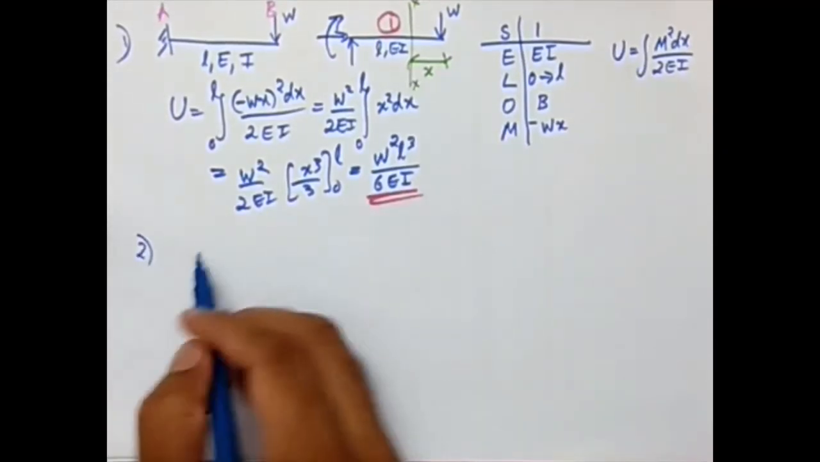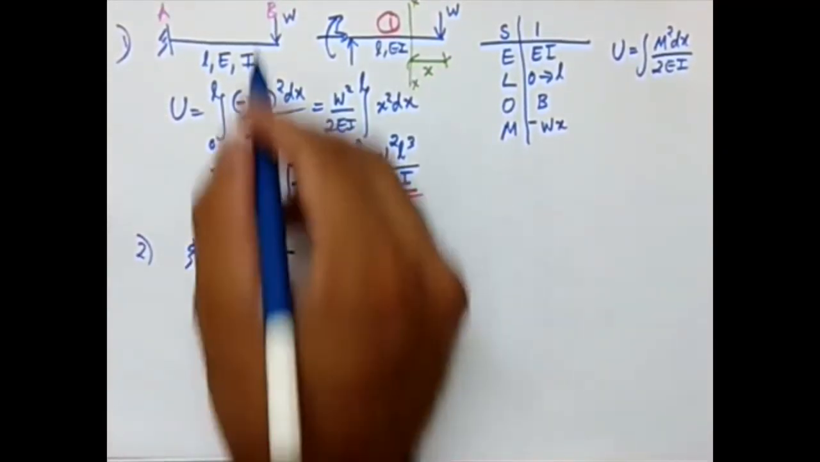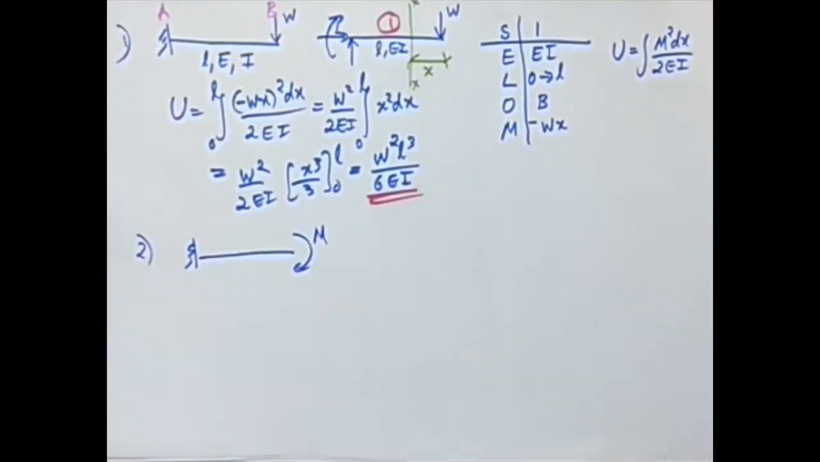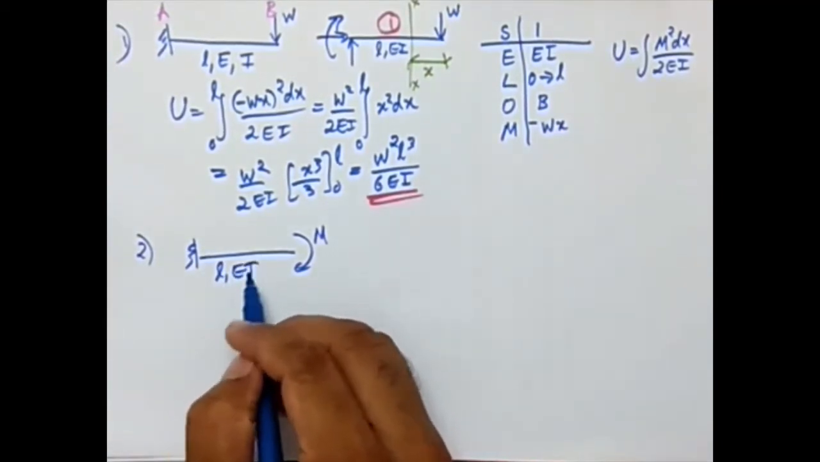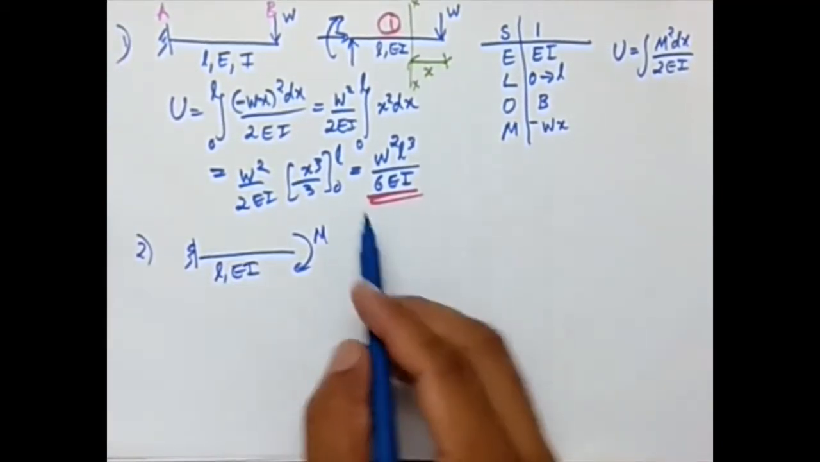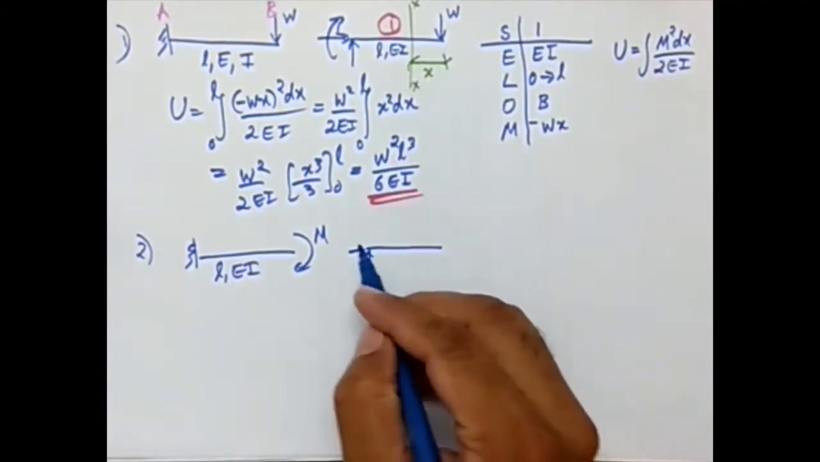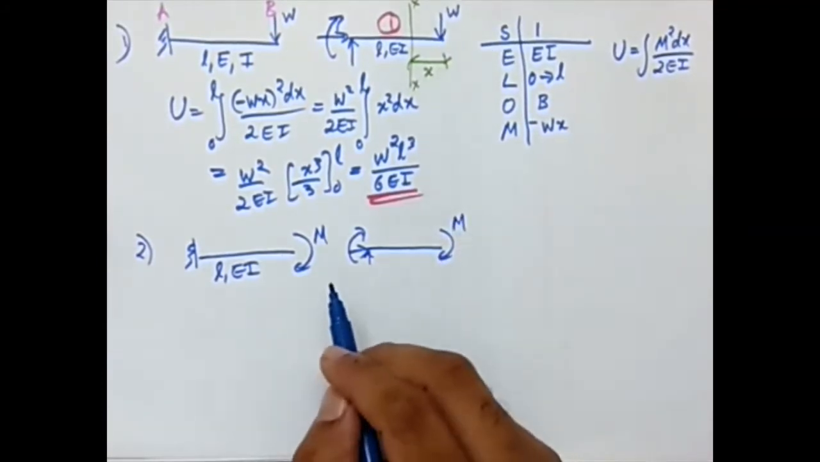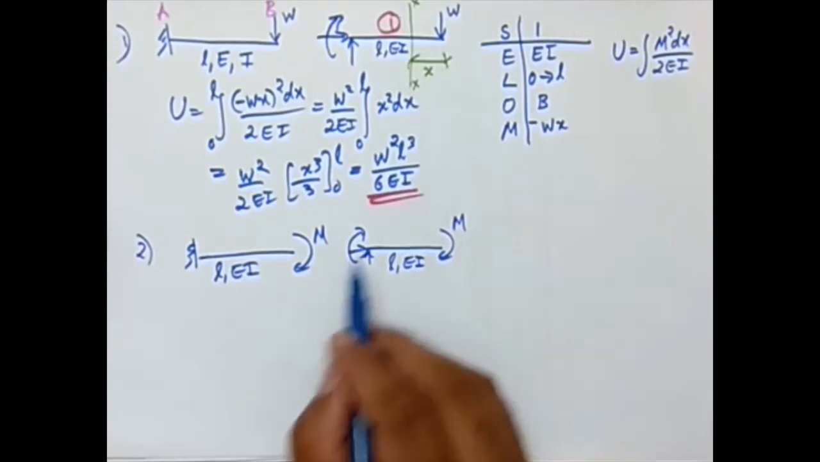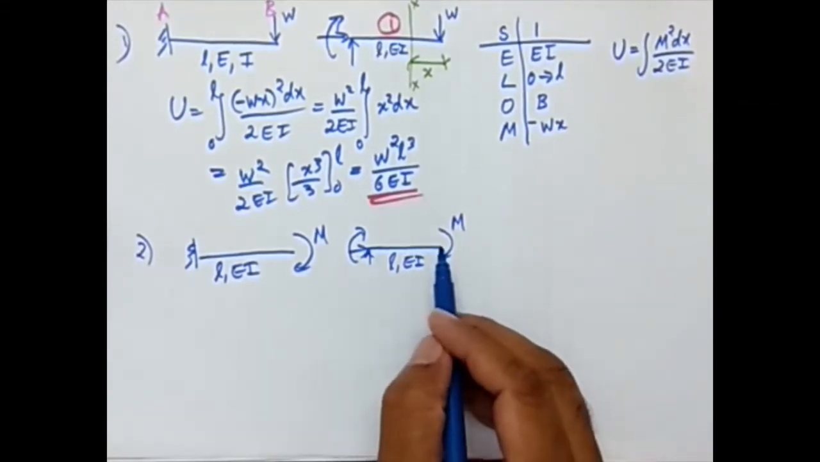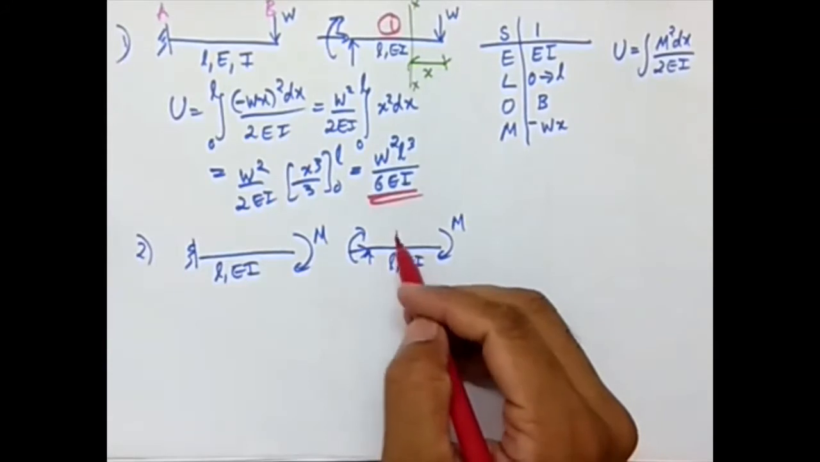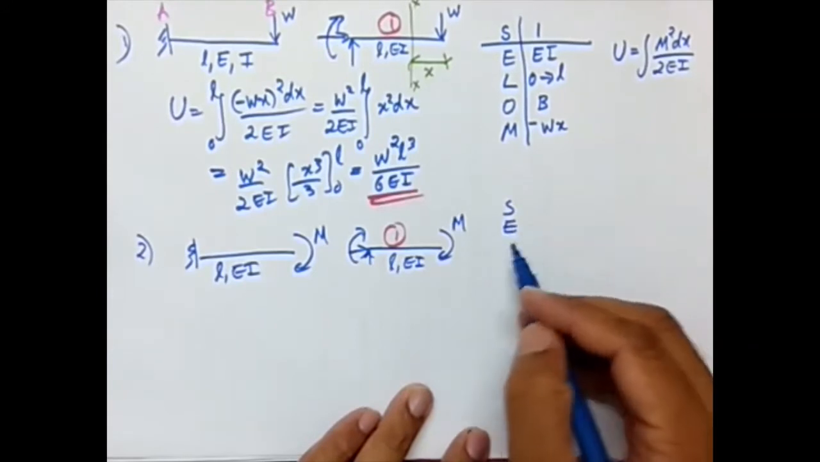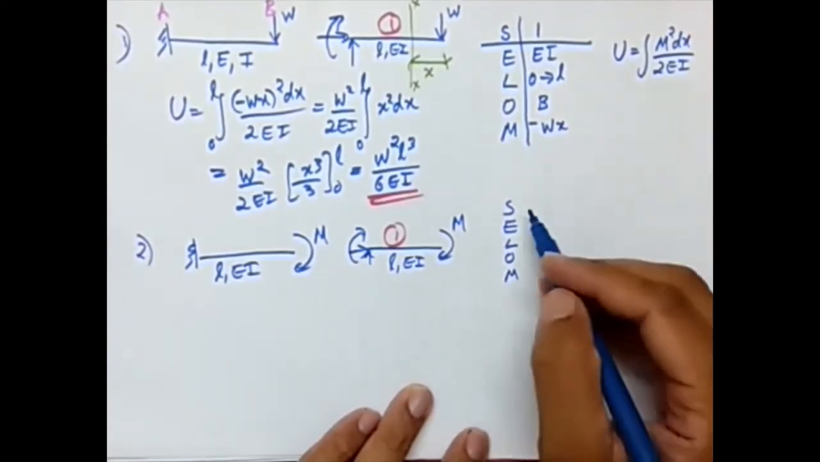Now we are dealing with the second case. In the second case, instead of a point load, I'm applying a moment at the free end. Again, I'm keeping the parameters as L, E and I. If I convert the beam, I'm going to have reactions here, and I'm having moment M here. One point load location, second point load location, so I'll get a single segment 1. Again, I'm going with the table: segment, EI, limit, origin, moment.